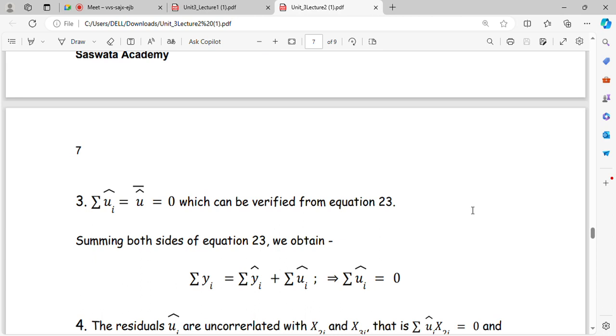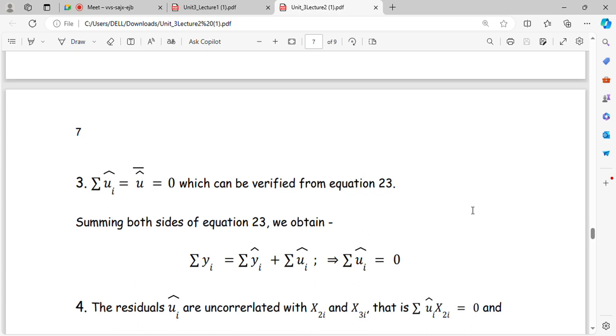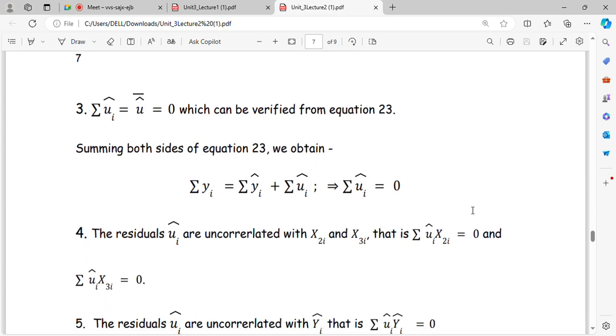Third property is, we know that the summation of ui hat is equal to u hat bar equals 0. That means the mean of the residual term is equal to 0, which is obvious from equation 23, that if we write summation of yi, from here we easily get summation ui hat to be 0. Next property, similar to the simple regression function, is that ui hat is uncorrelated with x2i and x3i, which is true from the two normal equations that we have studied above. That is summation ui hat x2i equals 0 and summation ui hat x3i equals 0, which means that ui hat is uncorrelated with x2i and x3i.